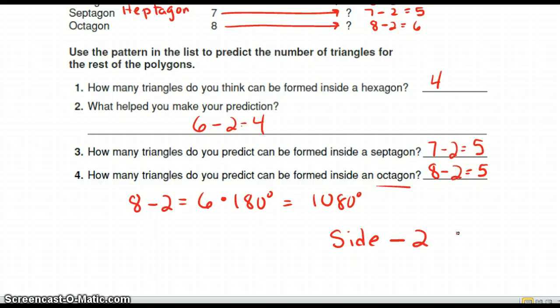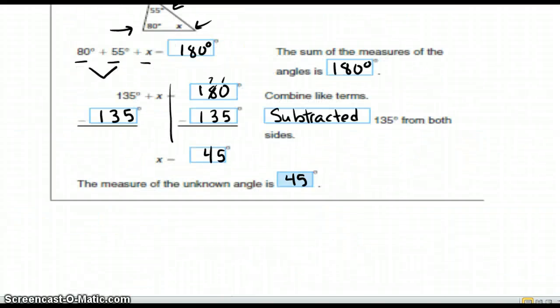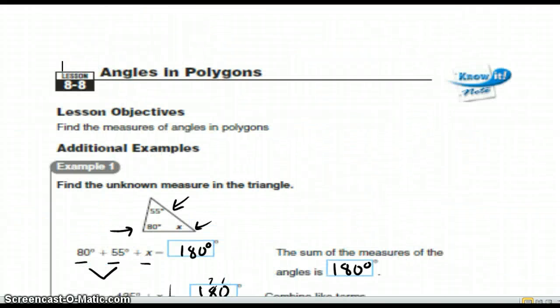That's the end of section 8-8, Angles in Polygons.